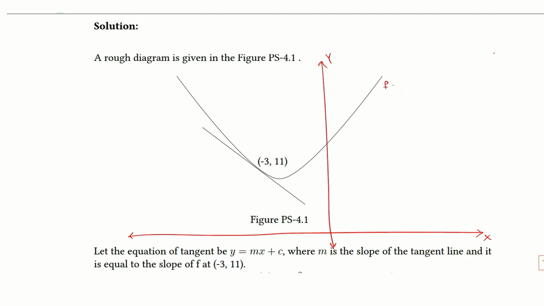This is our f of x, which will be equal to 2x square plus 9x plus 20. As the coefficient of x square is 2, which is positive, our f of x will be an upward parabola like this, and this point will be 0 comma 20, the y-intercept. Also minus 3 comma 11 is this, and we are supposed to find this tangent that touches minus 3 comma 11 and passes like this.